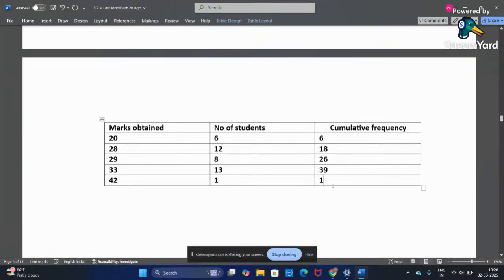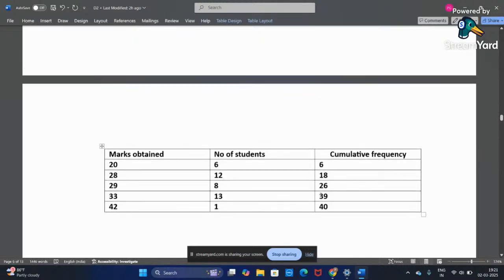Do you have any doubts in finding cumulative frequency? What I'm doing here is, for the first number there is no previous number, so I'm writing it as it is. Then we add these two and write it here, and add the next and write here. Add this and this to get this, add this and this to get this, and so on.